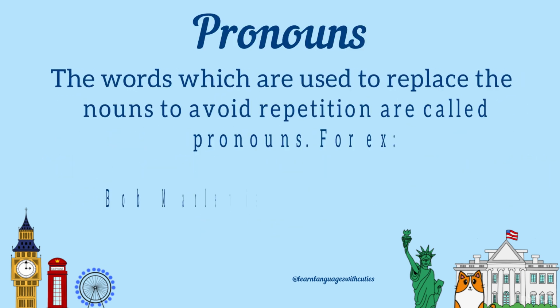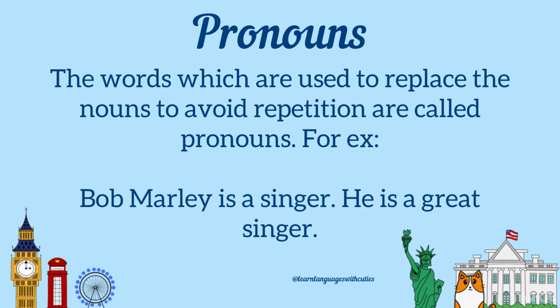The next one is pronouns. The words which are used to replace the nouns to avoid repetition are called pronouns. For example, Bob Marley is a singer. He is a great singer. So, in the first sentence, Bob Marley is the noun, and in the second sentence, we are replacing Bob Marley with he to avoid the repetition.